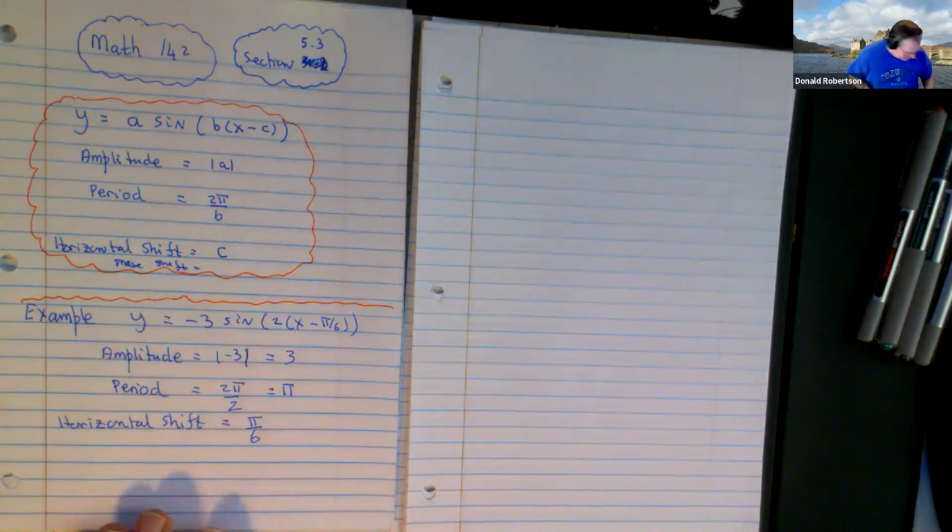So in this case here is the equation. -3 gives you an amplitude of +3, because it's always positive. Since this is a 2, the period is 2 pi divided by 2, which is pi. And then you get a horizontal shift, pi over 6. And then they very often finish with graph it.